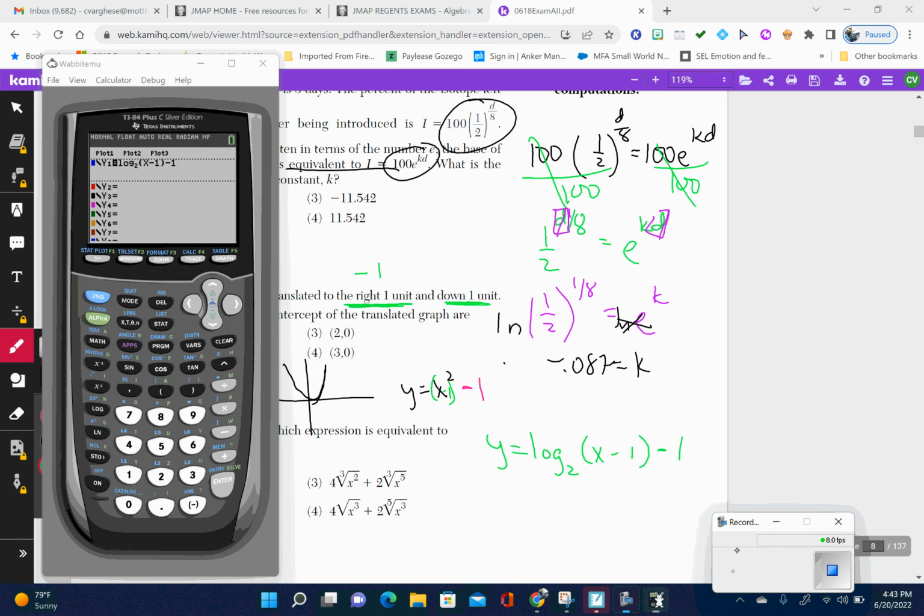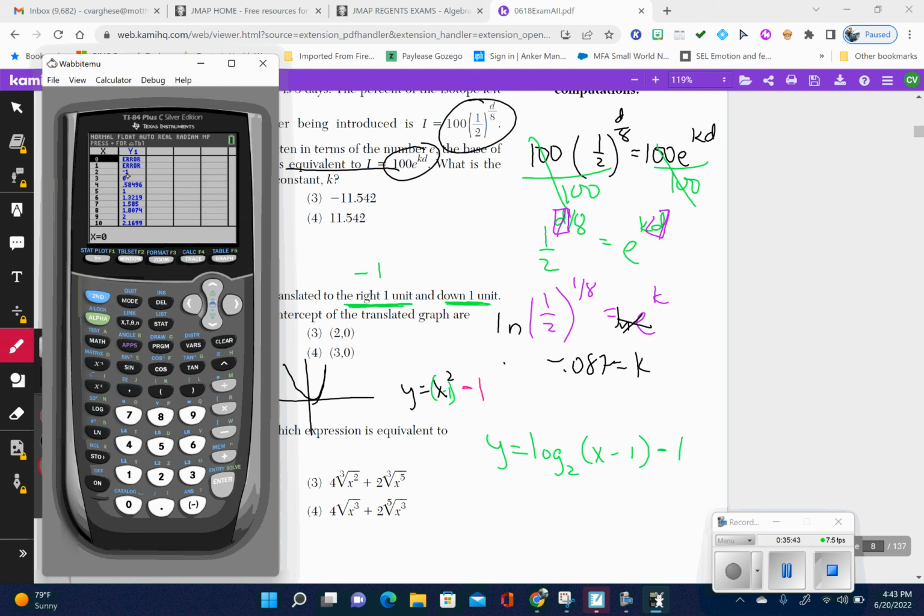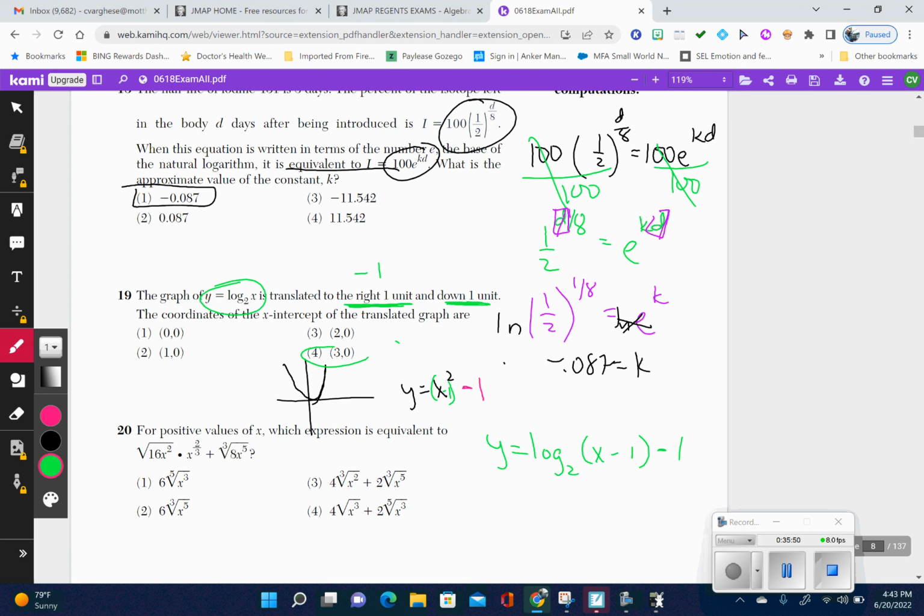is. All right, so I went ahead and graphed it. So now how do you get this little 2 right here as the base? You hit math and you go down to log base. That's how you plug that in. And then now we're looking for the x-intercept. So the x-intercept is where the y is equal to 0, just to refresh your memory, so that the y equals 0 is right here. So 3 comma 0 is going to be my x-intercept, which is option number 4.